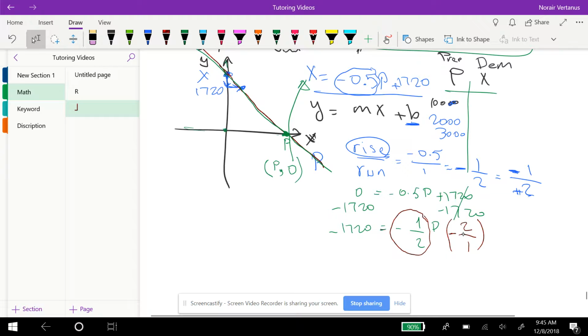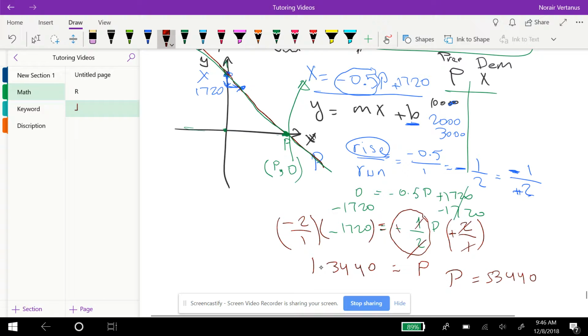But I need to do this to both sides. It's like a balanced scale. If I multiply one side by a number, I need to multiply the other side by that number also. So 2 divided by 2 is 1, and negative divided by negative is positive. Everything is gone. On the right side, I have P equal to, negative times negative is positive, 2 times 1,720 is 3,440. So that's P. If you sell a TV for $3,440, no one is going to buy. Demand is going to be 0.